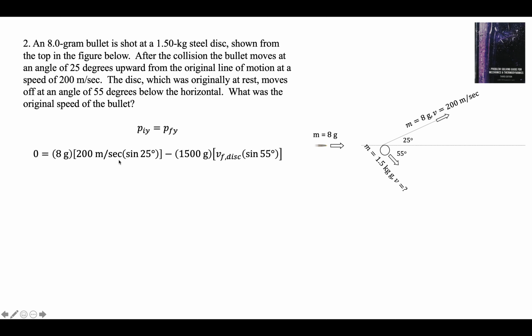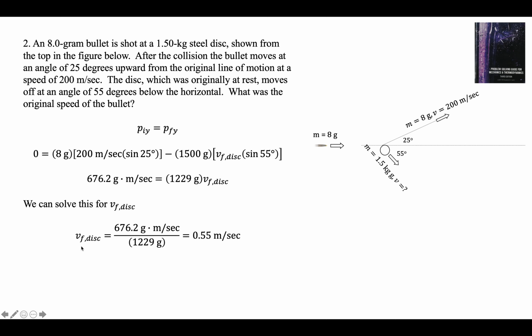This is positive. The bullet's moving up in the y direction. 8 grams times the speed times sine 25 degrees. That's the vertical component. The disc is moving downwards. 1,500 grams, v final disc, sine 55 degrees. And these two momentum vectors must be equal and opposite because there is no momentum in the y direction initially. So we can solve for that, and we have an unknown over here, v final disc. One equation, one unknown. We can solve that. The steel disc must be moving at 0.55 meters per second after the bullet ricochets off of it.